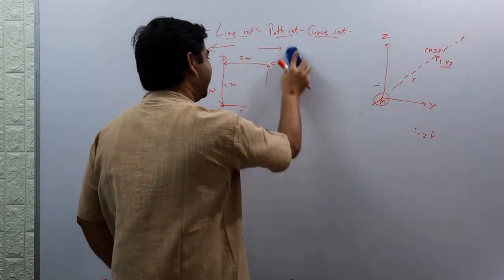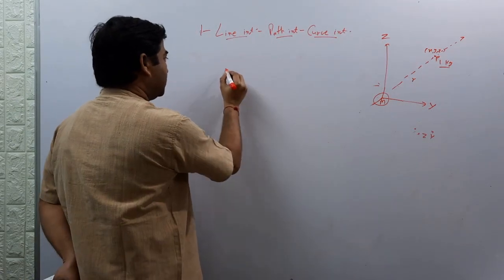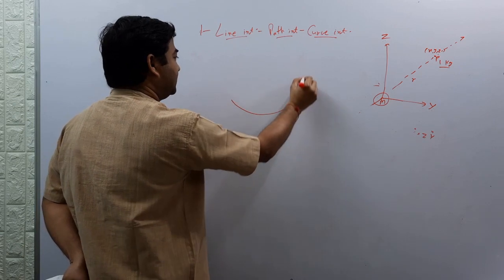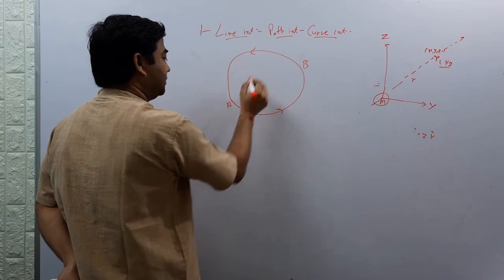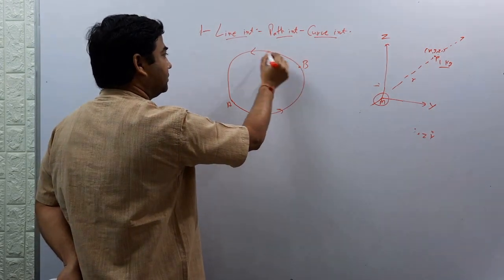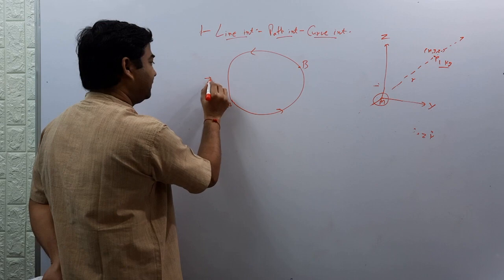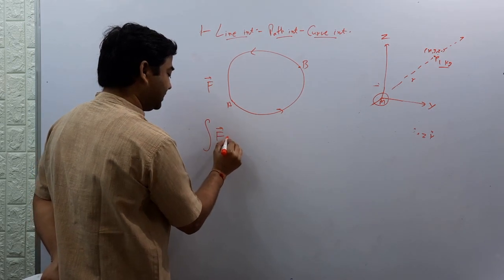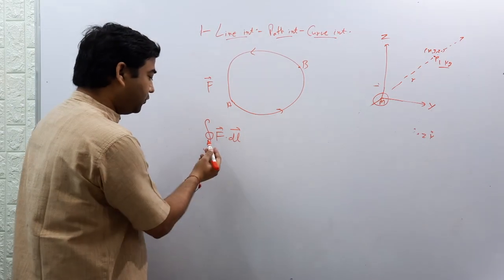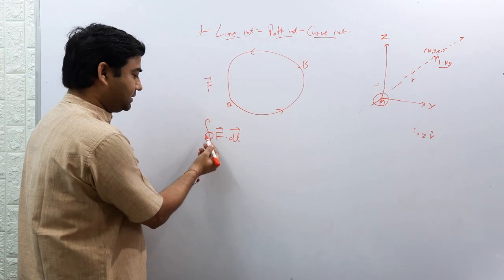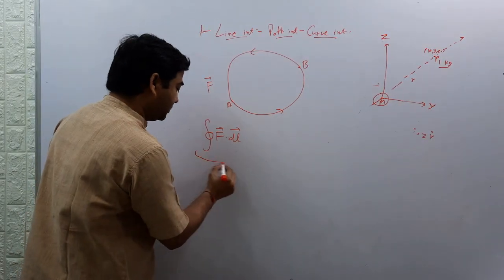We will discuss another important property of circulation. When a particle moves from A to B and then B to A, and there is a field F, the line integration, that is F dot dl, is represented like this. For a closed path, a circle is used in the middle of the integration sign, and this is called circulation.